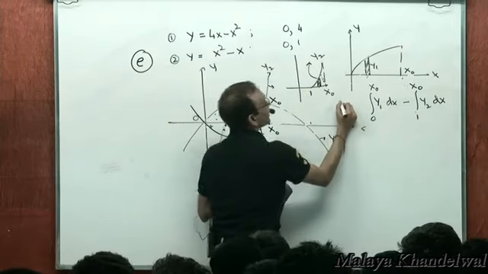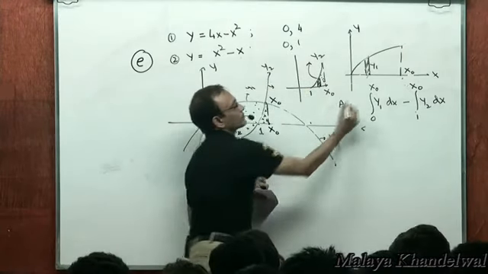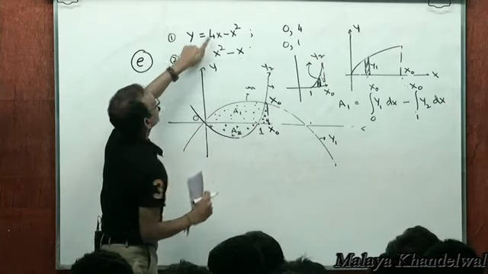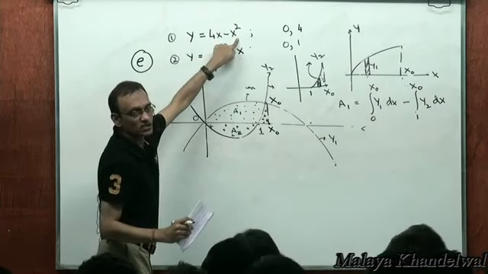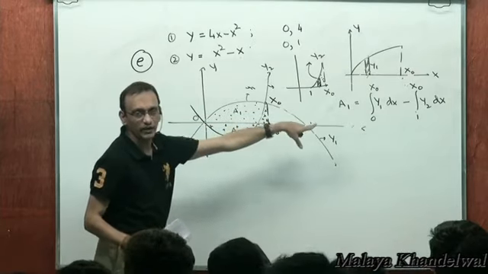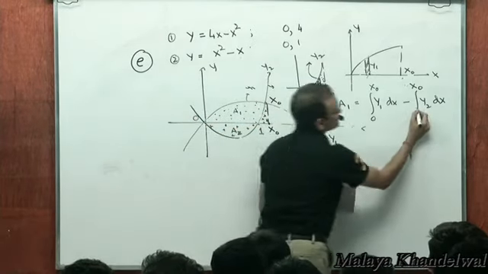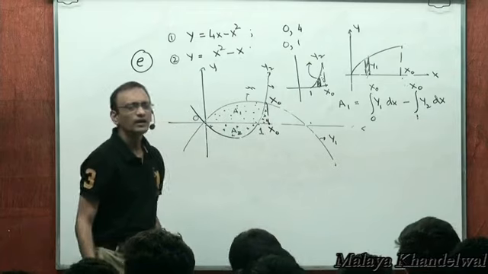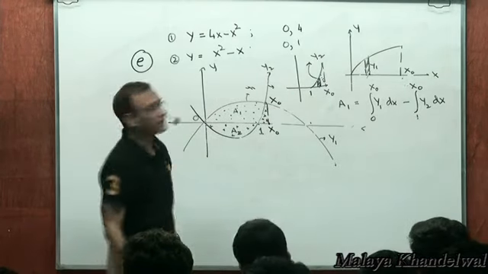That will be the required area A1, where what is y1? y1 is 4x minus x square. What is y2? x square minus x. I can readily evaluate this, and you can solve for the point of intersection. Have you done that already? How much? x naught is 5 by 2.